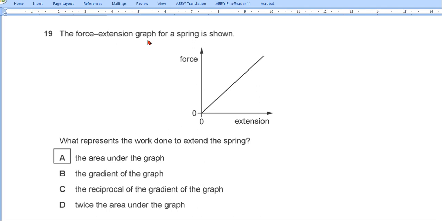The force extension graph for a spring is shown. What represents the work done to extend the spring? So it is area under the graph. So area under the graph tells us about the work done.